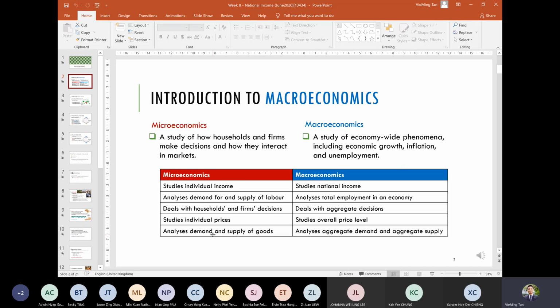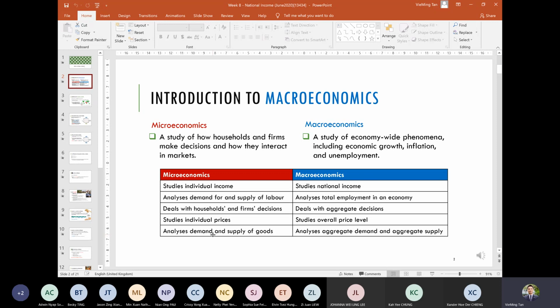We also study how the overall demand and overall supply react to the price change of overall products. We call these aggregate demand and aggregate supply. And the price level is called the overall price level. We include everything together and get the average number, and that will be the overall price level for the nation or country for a year. So in short, macroeconomics covers the study of the entire country or nation, the whole thing, instead of just focusing on individual consumers or firms. Okay, so clear about this?